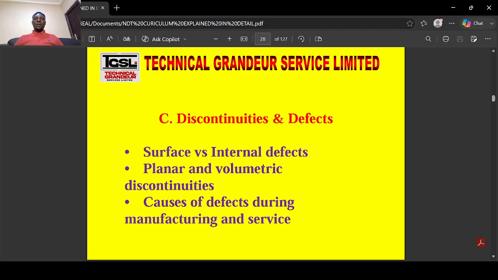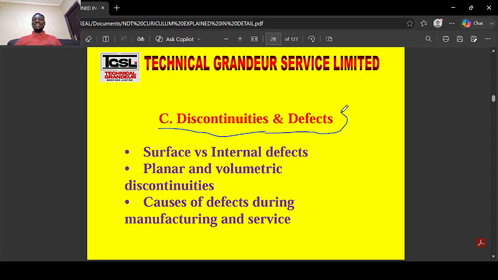So today is part 4 of the NDT series. Today we'll be talking about discontinuities. Don't mind my drawing, please. We'll be talking about discontinuities and defects. This is what we'll be talking about today.